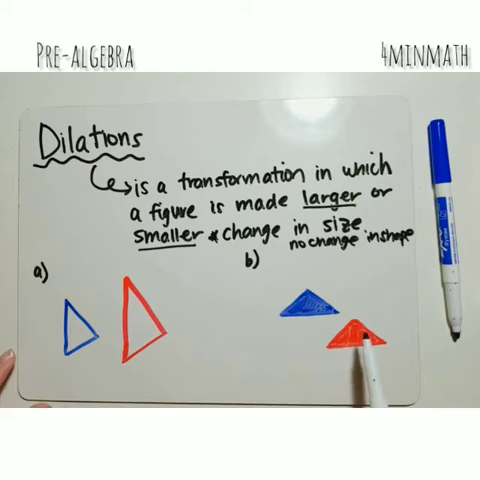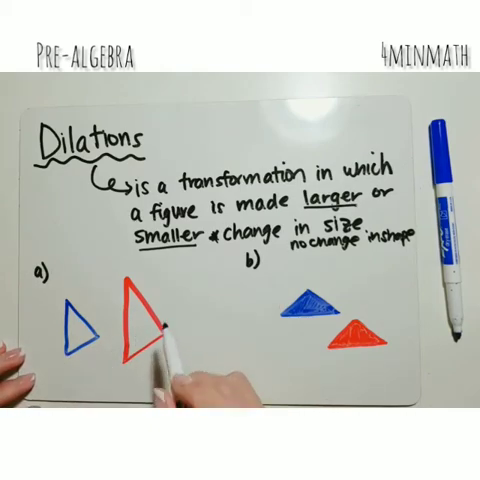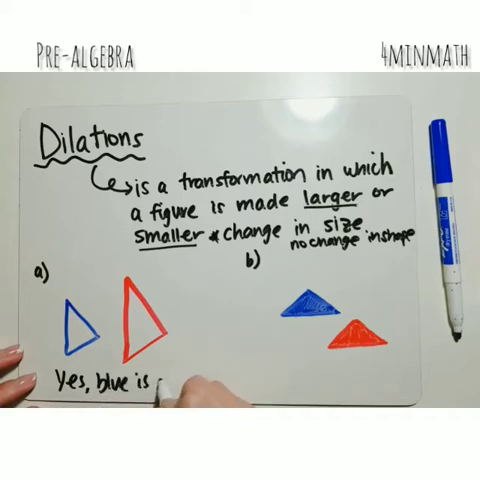So look at these two examples. For the first example, I want you to tell me whether the blue figure is a dilation of the red figure. As you can see, the shapes did not change. However, the blue shape became bigger, or the red is bigger than blue. So yes, the blue is a dilation of the red.